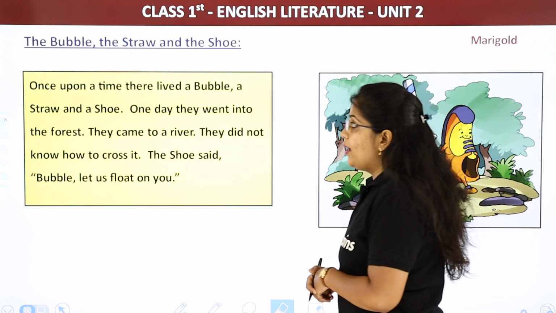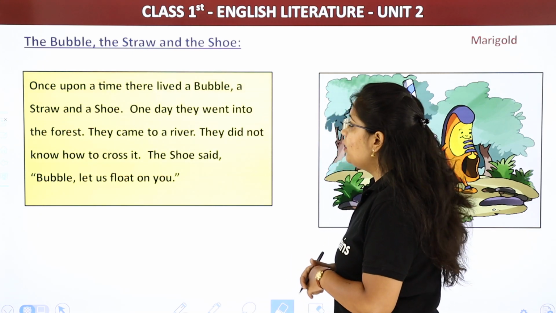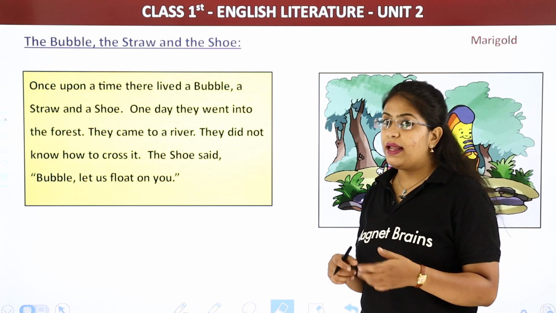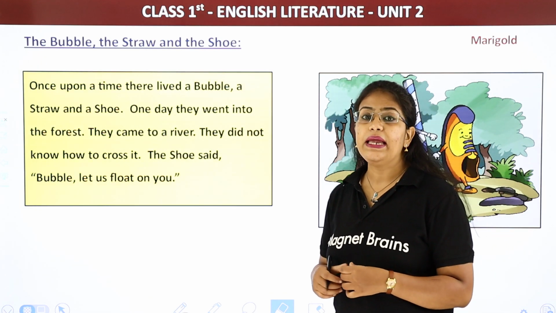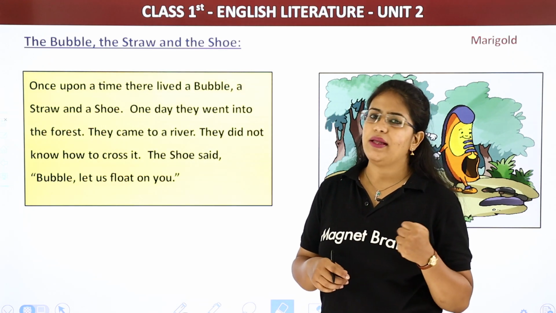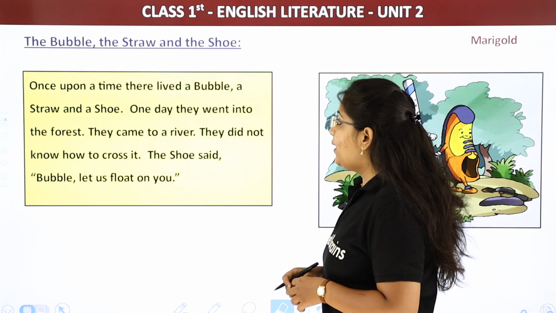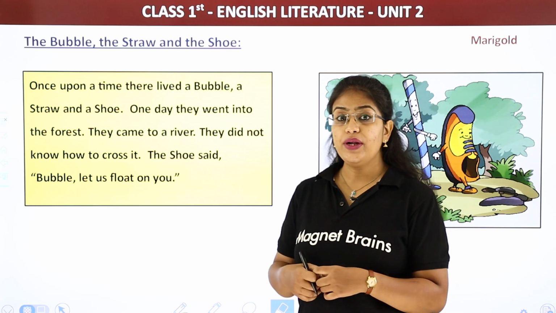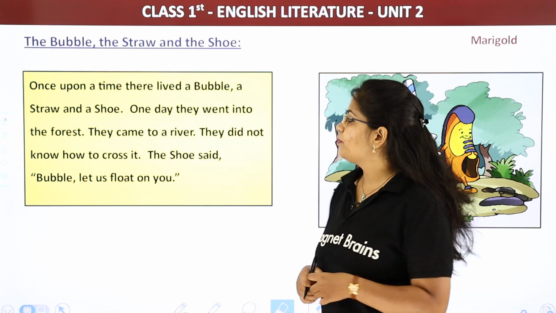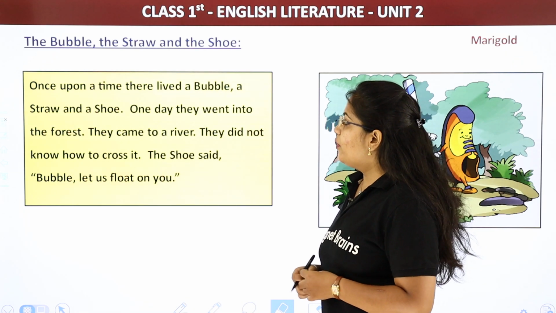Once upon a time, there lived a bubble, a straw and a shoe. बहुत टाइम पहले की बात है. एक बार एक straw, एक shoe और एक bubble रहते थे. One day they went into the forest. One day वो कहाँ गए? एक दिन वो लोग forest में गए. They came to a river.